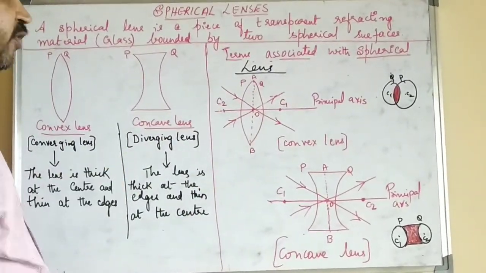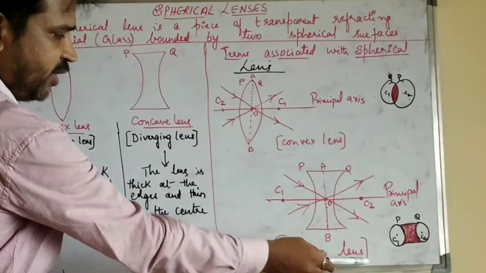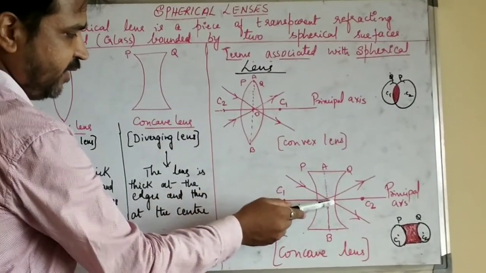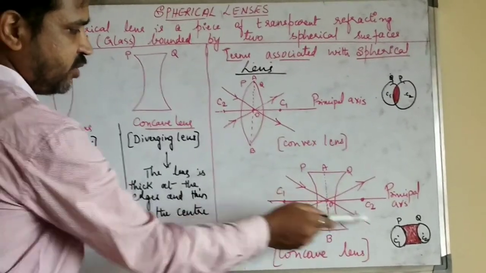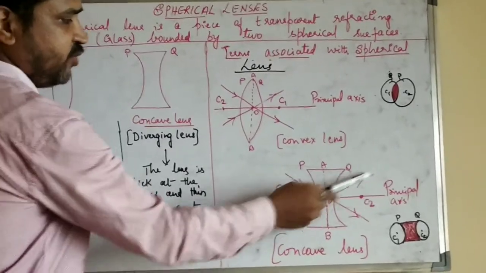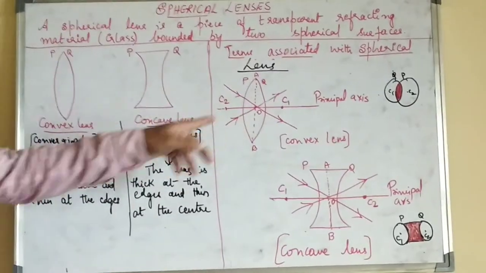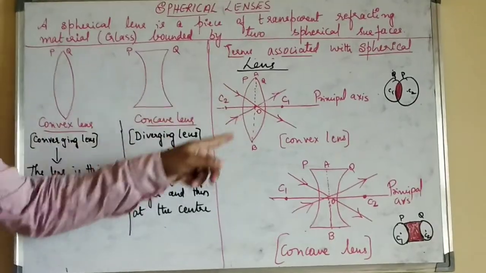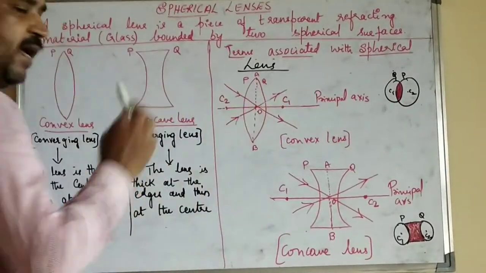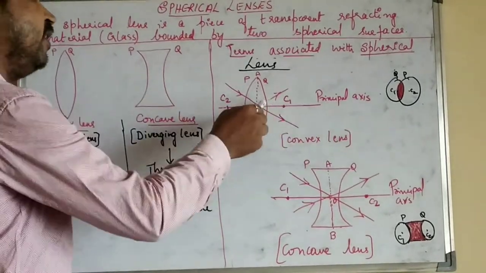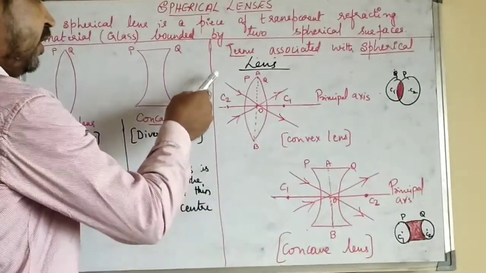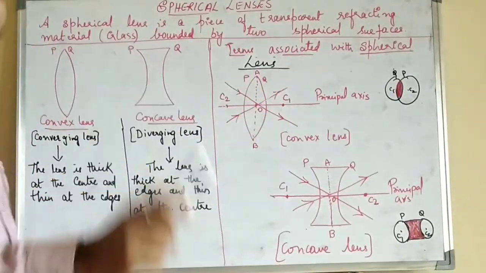Then what is the definition of the optical center? You can see the same thing in the concave lens also. The ray of light incident on the optical center goes undeviated. Here also, the ray incident on the optical center is going undeviated, which means the optical center is the point on the principal axis at which the rays of light go undeviated.